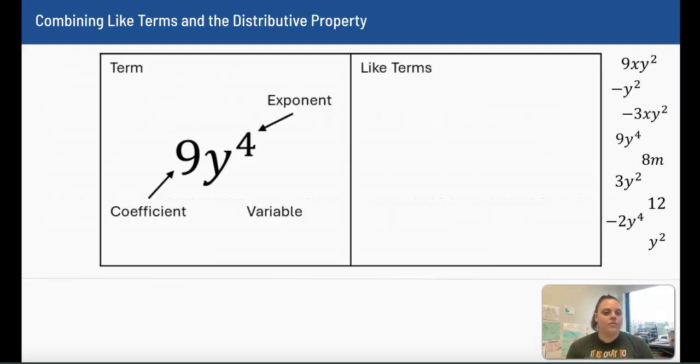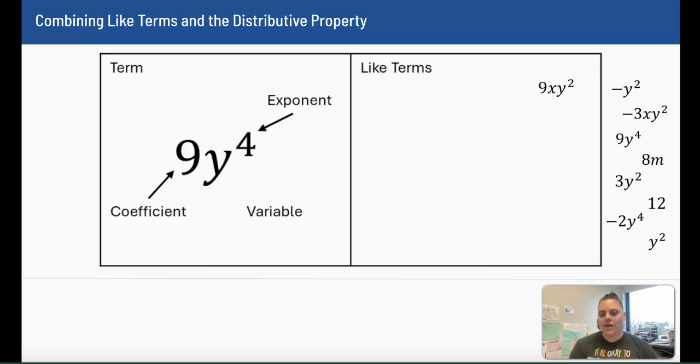In our first example, we have that a term is made up of a coefficient, a variable, and an exponent. So the coefficient we can see is that 9, the variable is our y, and the exponent is the 4. We can look at like terms by taking this list of terms here and grouping them. So I'm going to start off with 9xy squared. There's no groups yet, so I'm just going to put that in the box. Please follow along with me as I do this and complete the like terms box on your notes.